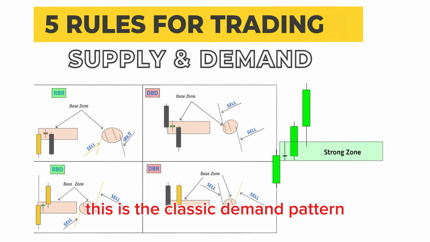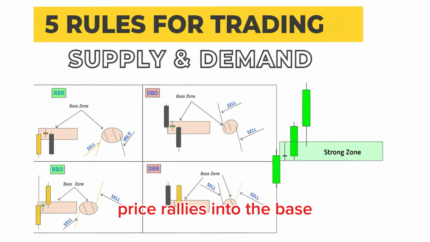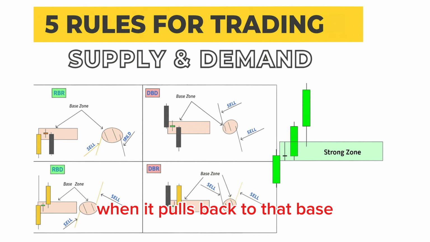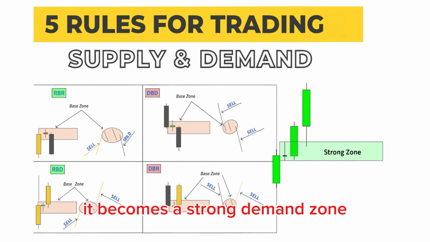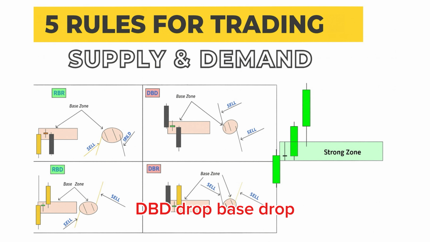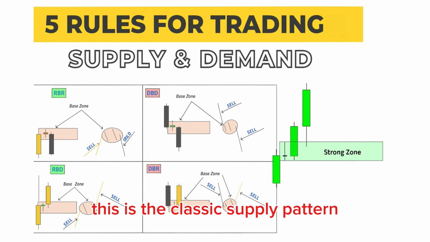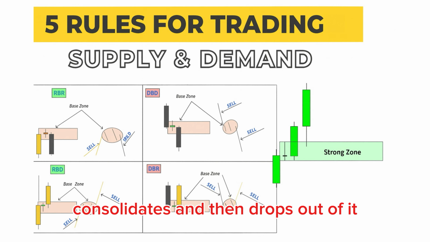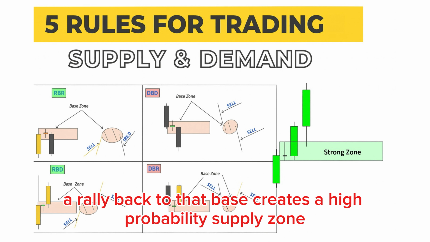This is the classic demand pattern. Price rallies into the base, consolidates, and then rallies out of it. When it pulls back to that base, it becomes a strong demand zone. DBD, drop base drop. This is the classic supply pattern. Price drops into the base, consolidates, and then drops out of it. A rally back to that base creates a high-probability supply zone.